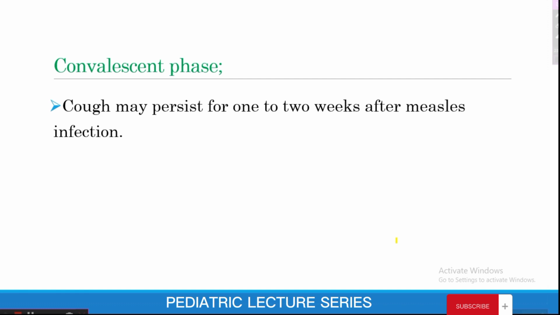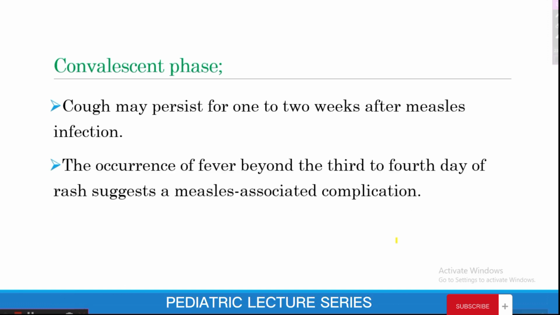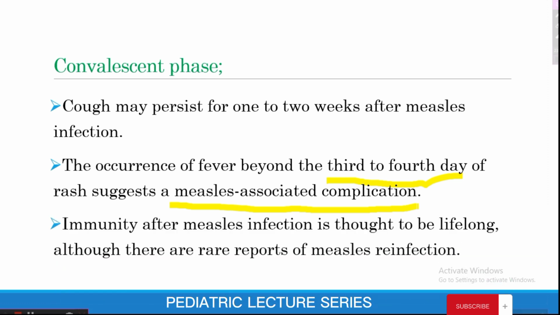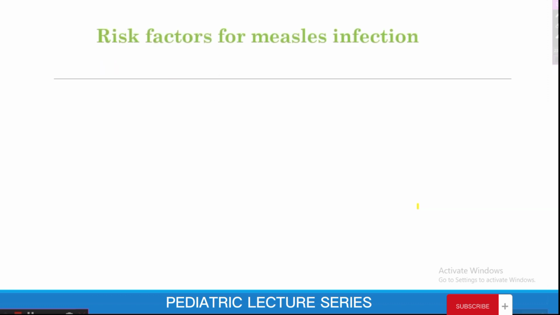Then finally, we have the recovery phase or the convalescent phase. Here, cough may persist for 1 to 2 weeks after the measles infection, and the occurrence of fever beyond the 3rd to 4th day of the rash suggests a measles-associated complication, meaning by the 4th day from the time of the appearance of the rash, the fever should be decreasing. Immunity after measles is thought to be lifelong, although there are rare reports of measles reinfection.